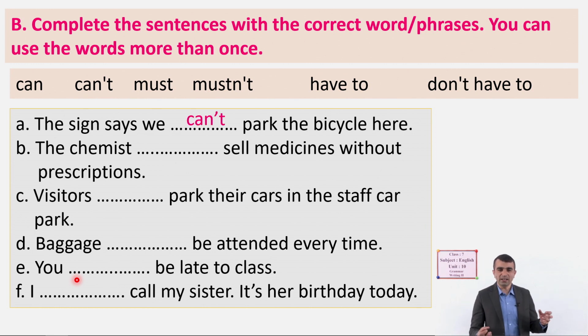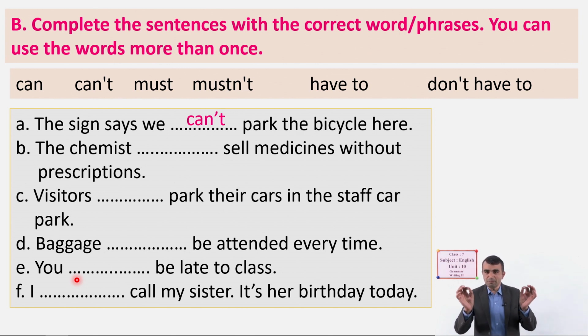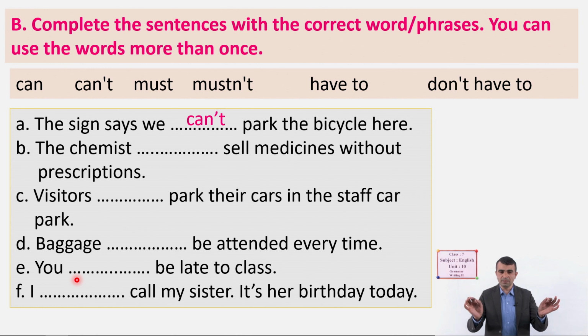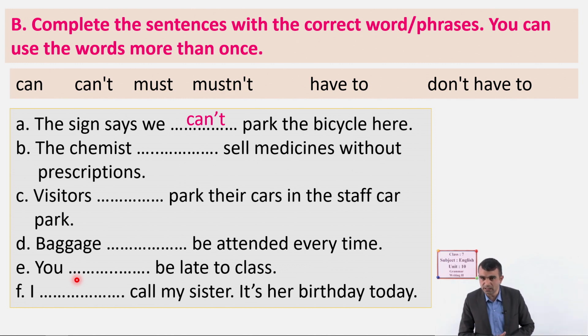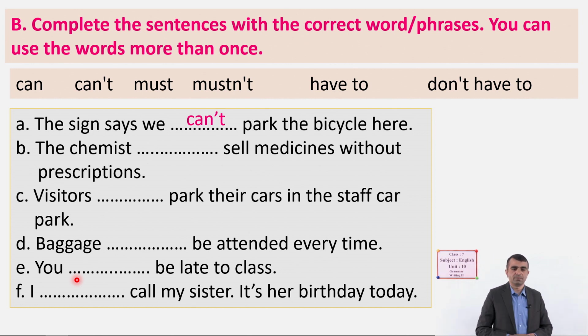Okay. Now here I have used can't, because if the sign is a no parking sign, we can't park the bicycle. But if it is a parking zone, a parking area, you can use can as well, can't you? So it depends on whether it is a parking area or not, isn't it? So if you use can, that is also okay. The sign says we can't park the bicycle here, or we can park the bicycle here. Good.